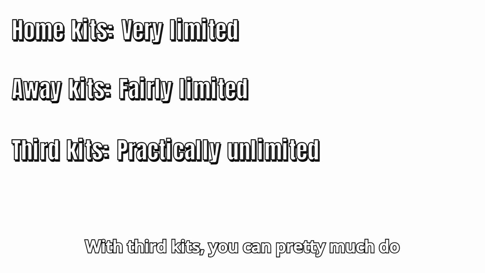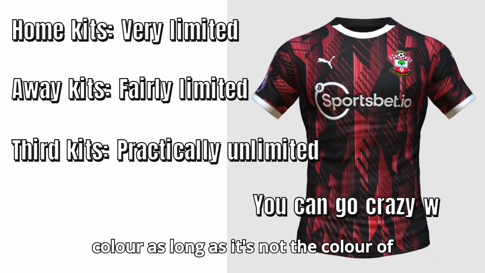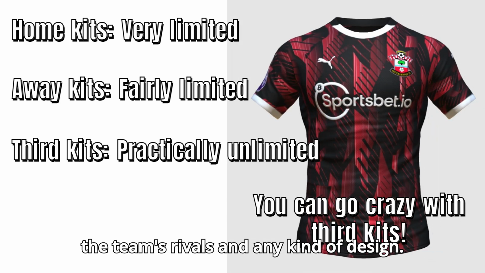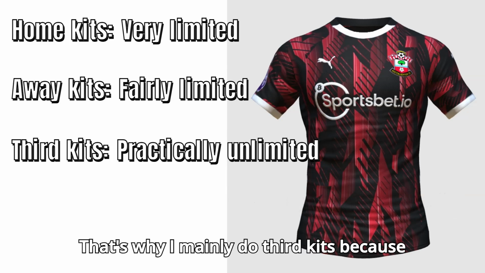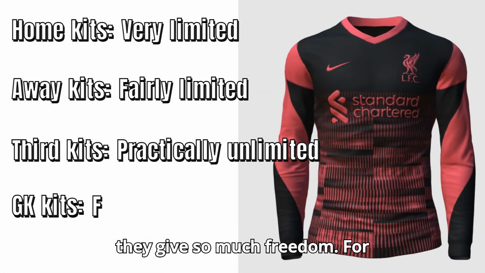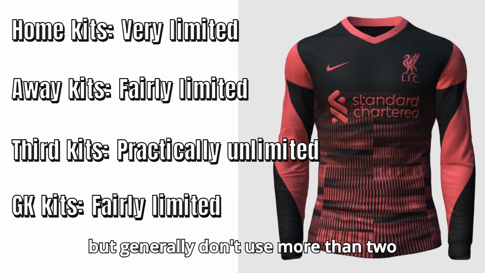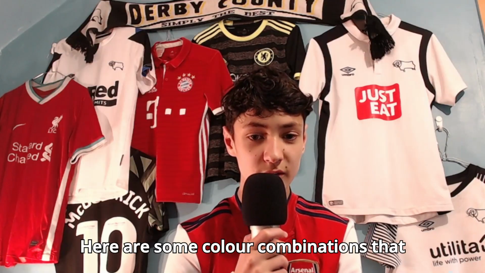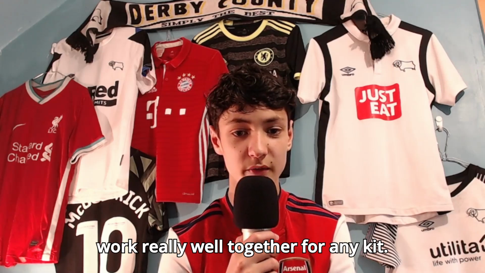With third kits you can pretty much do whatever you want. You can choose any colour as long as it's not the colour of the team's rivals, and any kind of design. That's why I mainly do third kits, because they give so much freedom. For goalkeeper kits you can also have fun, but generally don't use more than 2 colours. Here are some colour combinations that work really well together for any kit.